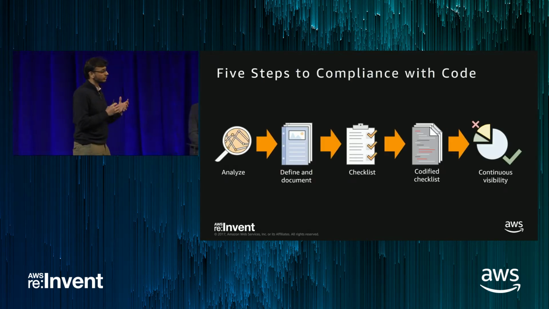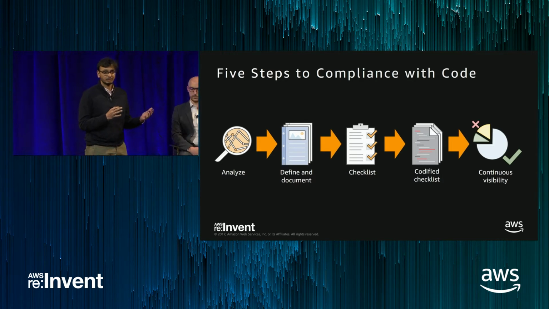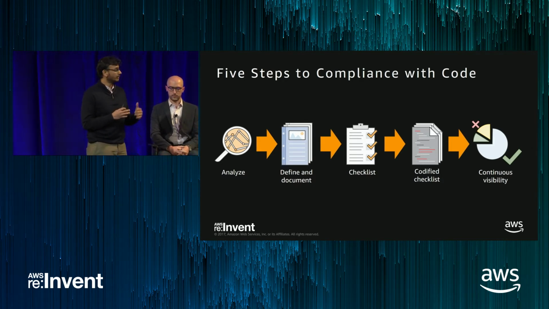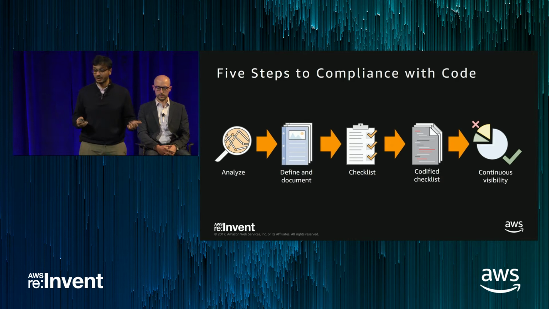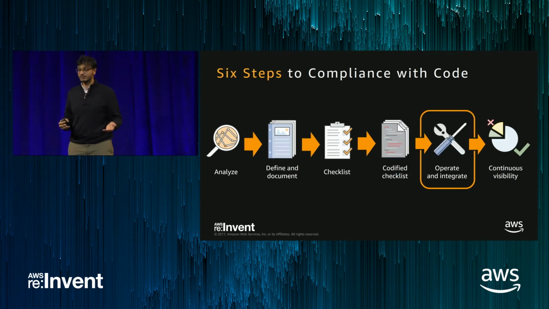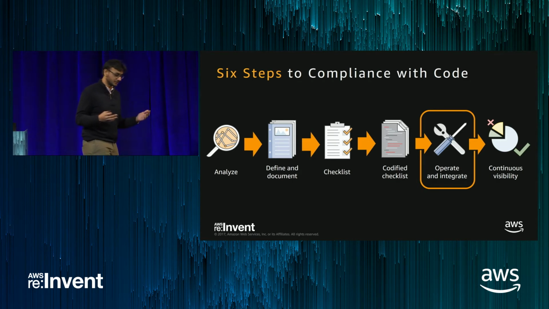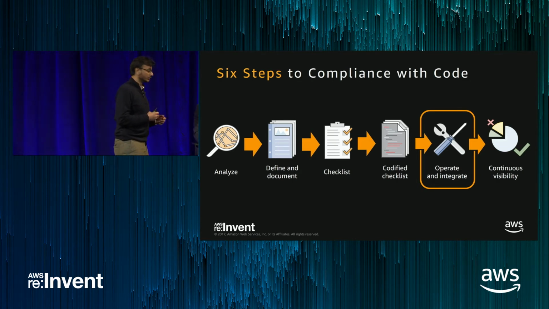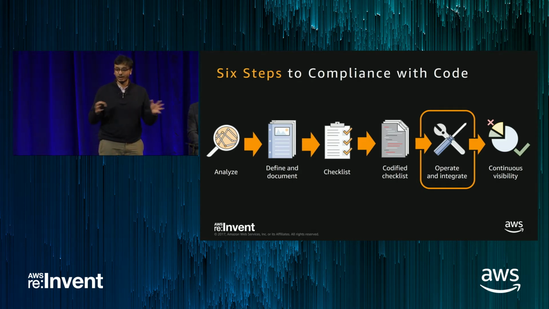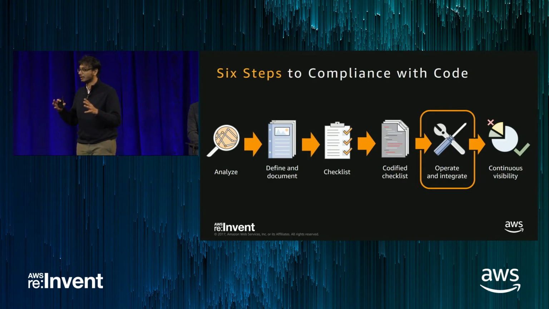So he started with 4 steps to compliance as code. Then he added another step. So he made it 5 steps to compliance as code. And then I'm going to add another step. So I'm going to make it 6 steps to compliance as code. So for those of you paying attention, what law does this seem like?